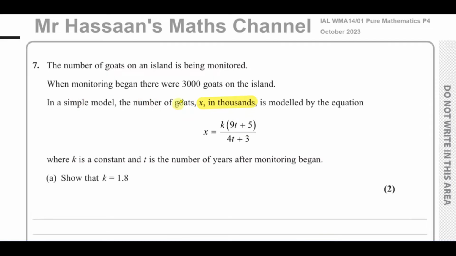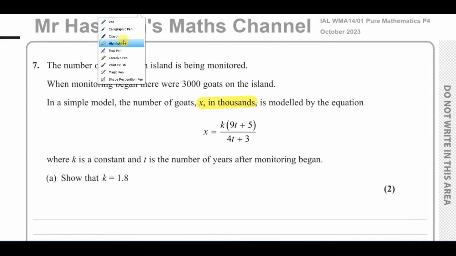So in a simple model, the number of goats, x in thousands, is modeled by the equation x equals k times, in brackets, 9t plus 5 over 4t plus 3, where k is a constant and t is the number of years after monitoring. So t is in years. Show that k equals 1.8.